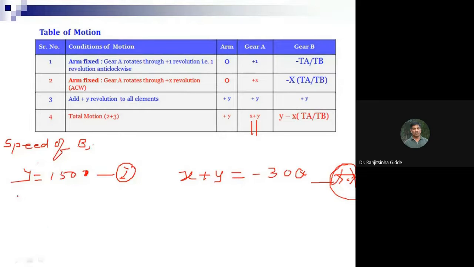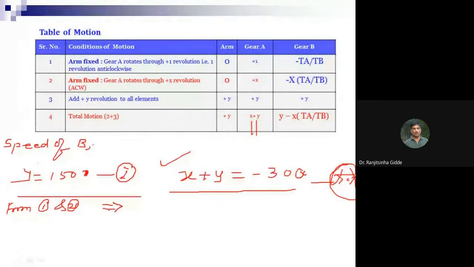Equation 1 has no change. Equation 2 is going to be changed. Previously x plus y is equal to 0, that was given, but due to the condition of rotation they have mentioned 300 rpm in clockwise direction. This equation is changed. Now from equations 1 and 2, we can find out the value of x.